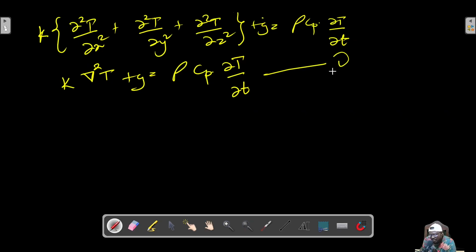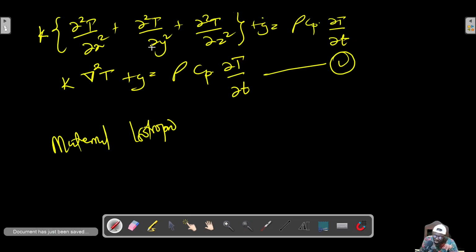Now, this particular equation is also for conductive heat transfer, but under certain assumptions. Under the assumption that the material is isotropic. Now, there's one particular quantity I haven't really introduced, which is thermal diffusivity.